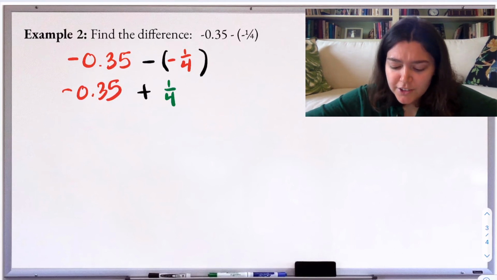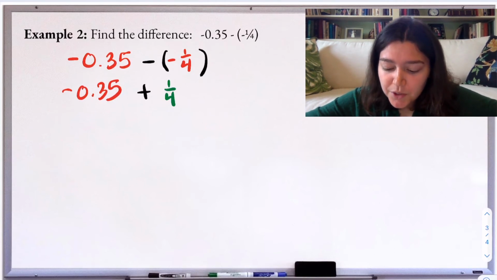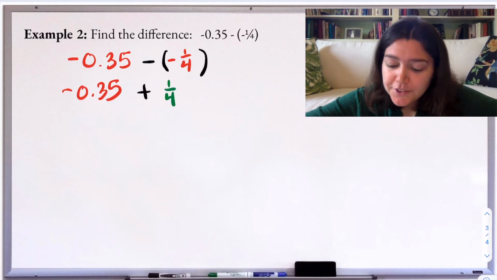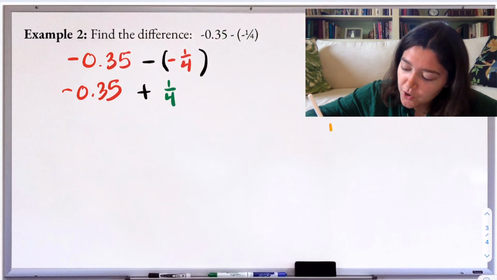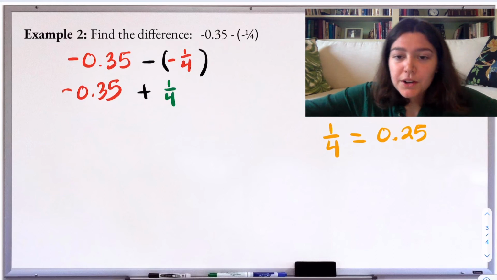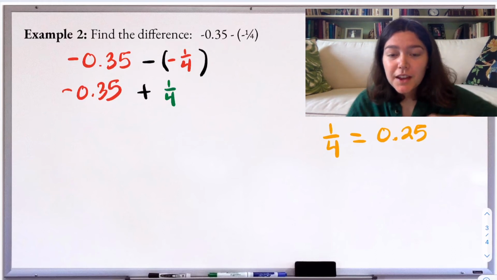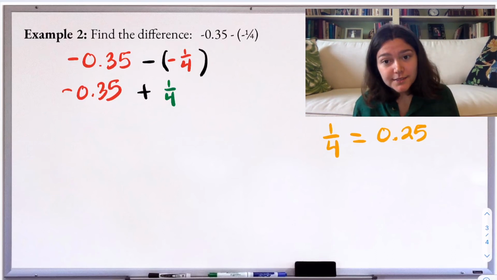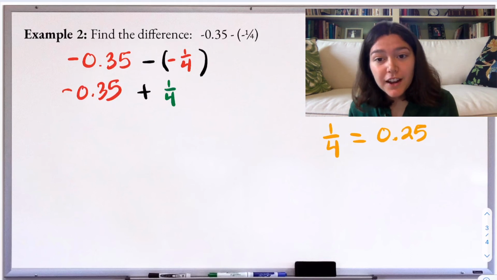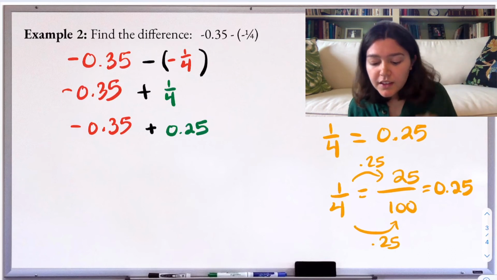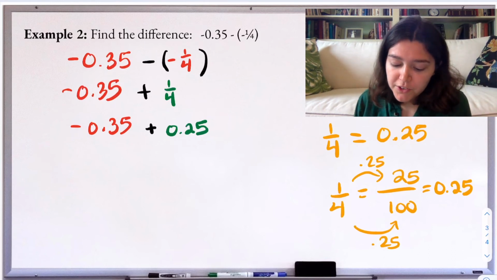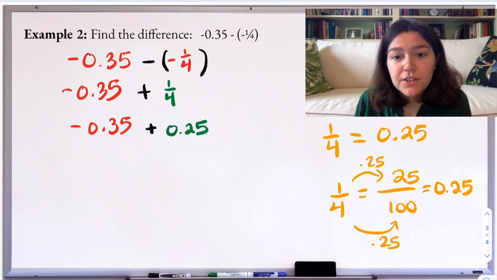It's already looking a lot nicer, but I still want to get 1/4 into its decimal form. So it is really important for you to know that 1/4 is equal to 0.25, 25 hundredths. The way that you can think about that is if you think about a quarter, which is 1/4 of $1, it's worth 25 cents. So now I have -0.35 plus 0.25, or -35 hundredths plus 25 hundredths.